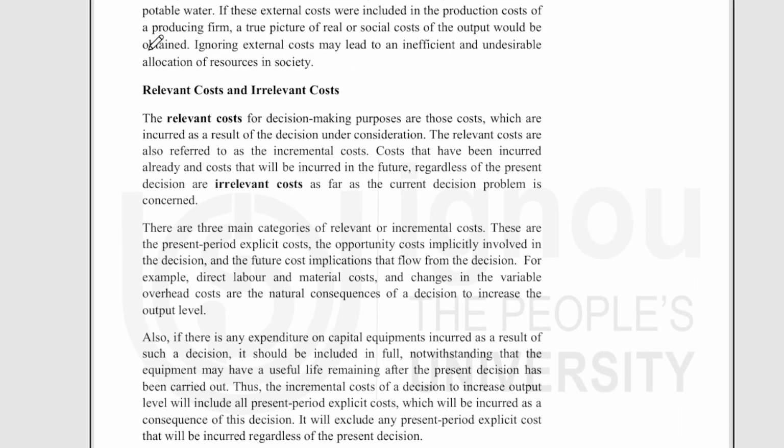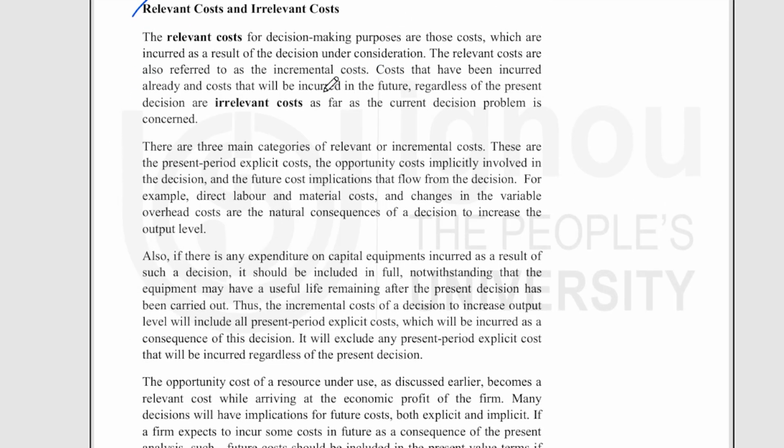And if these external costs were included in the production cost of the producing firm, a true picture of the real or social cost of the input would be obtained. Ignoring external cost may lead to an inefficient and undesirable allocation of resources in society. And relevant cost and irrelevant cost.